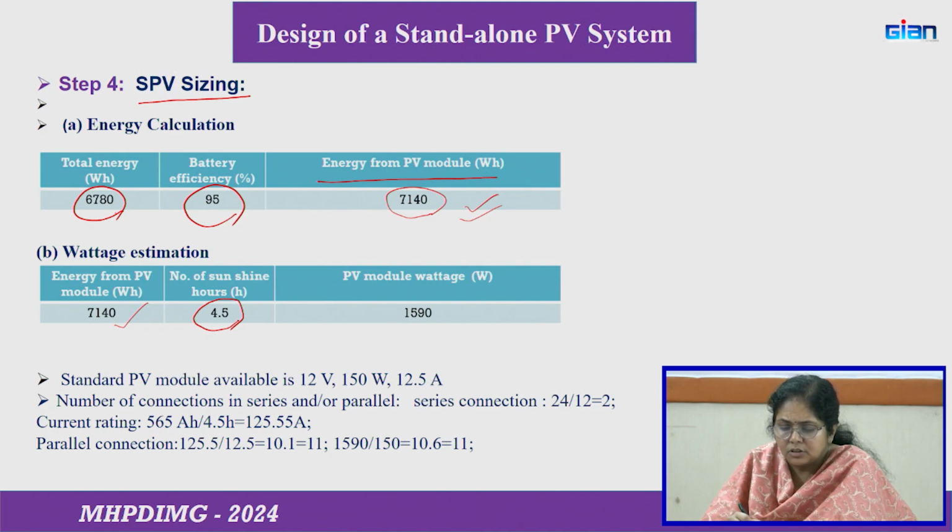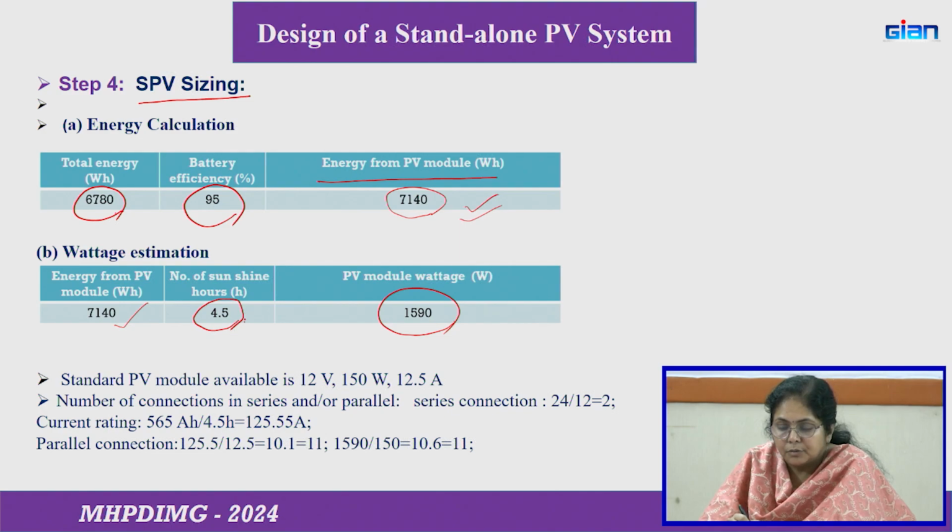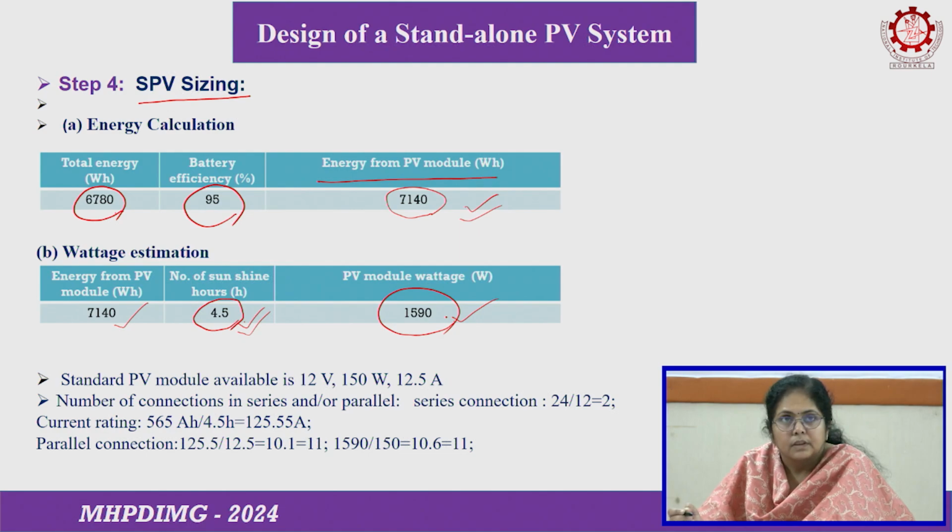So, here we have chosen a sunshine hour of 5 hours. So, watt hour divided by the number of sunshine hours will give the PV module wattage. Here it is calculated to be 1590; 7140 is the watt hour required from the PV. Then the number of sunshine hours we have assumed for the Indian scenario is 4.5 hours, and the PV module wattage rating required is 1590 watt.